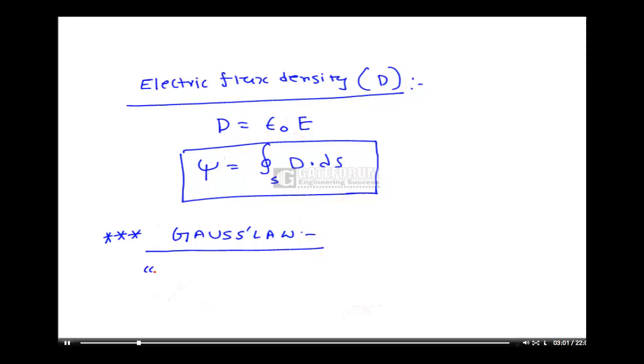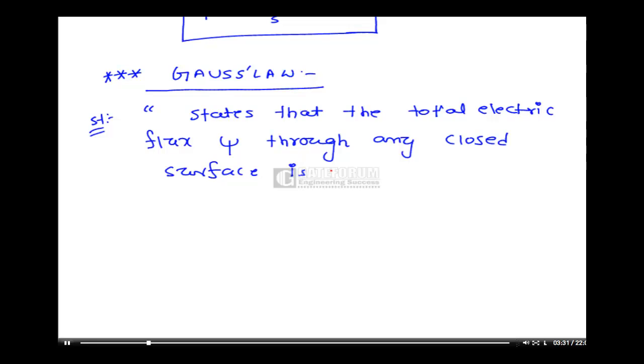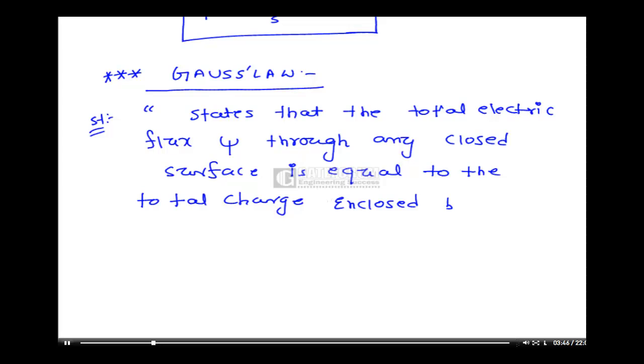What is the statement of Gauss law? Gauss law states that the total electric flux psi through any closed surface is equal to the total charge enclosed by that surface. This is the Gauss law statement.